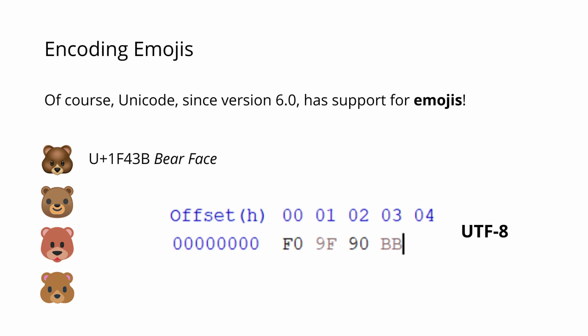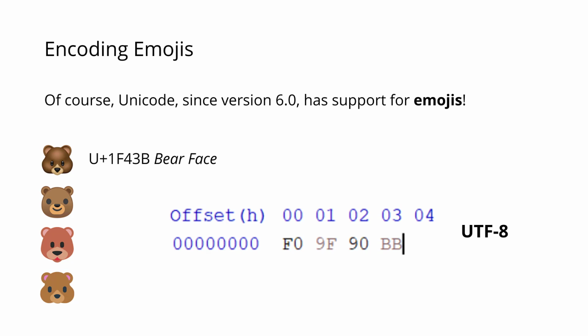Now, Unicode, of course, also has support for emojis, at least since version 6. So for example, the bear face emoji, that is Unicode 1F43B, could be represented in UTF-8 as F09F90BB, and it's always 4 bytes.